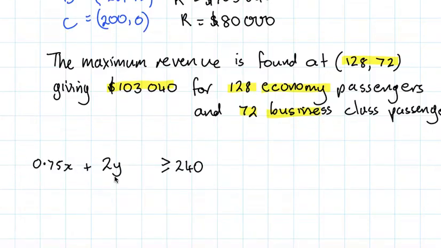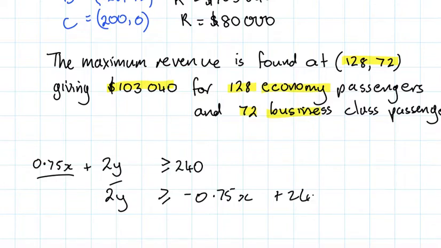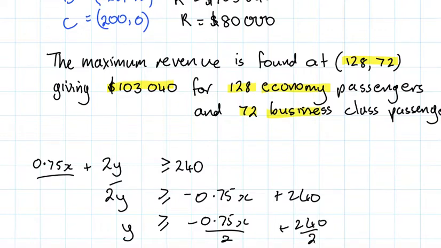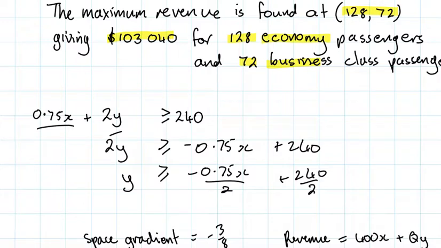We need to make y the subject of this formula. So let's shift the 0.75x over the other side, and it becomes negative. Then we have to divide everything by 2: negative 0.75x divided by 2 plus 240 divided by 2. When you work this out on a calculator, that will give you negative 3/8, or negative 0.375.